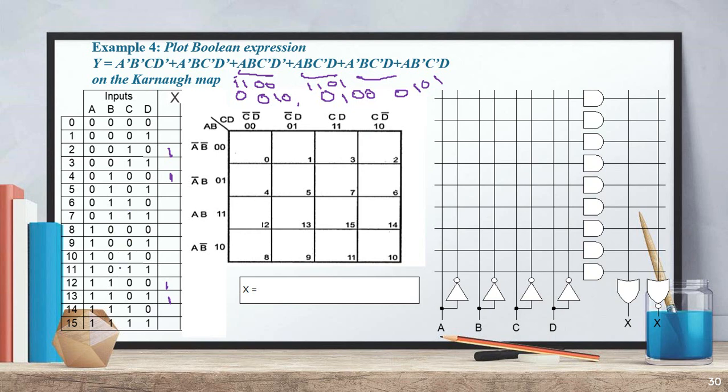Search 0 1 0 1. It is somewhere here, make it high. And the last one is A B bar C bar D: 1 0 0 1. So 1 0 0 1 is here 1, and all the other conditions fill with zeros. This is how we can make the truth table.